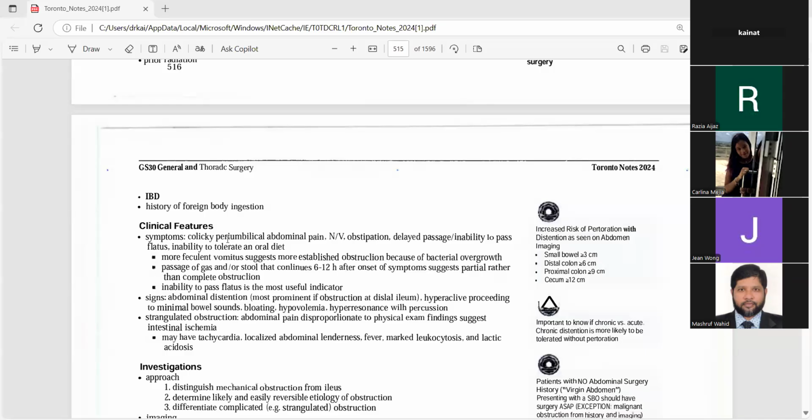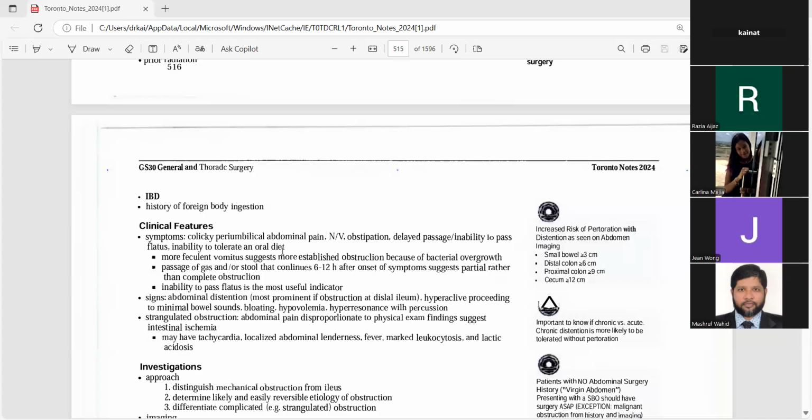So what is the main thing? Colicky pain, nausea, vomiting, obstipation, delayed passage. There is no flatus, which is very important, no flatus pass, and inability to tolerate any oral diet. So he's having nausea and vomiting over and over again, along with no flatus pass. And then you did the examination and you find there are no bowel sounds and then you find abdominal distension. This can help you to make the diagnosis, especially in daily life.